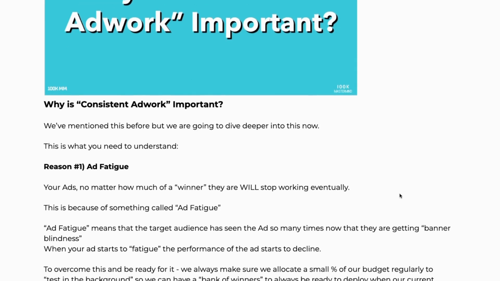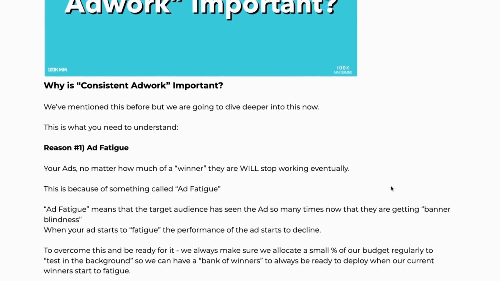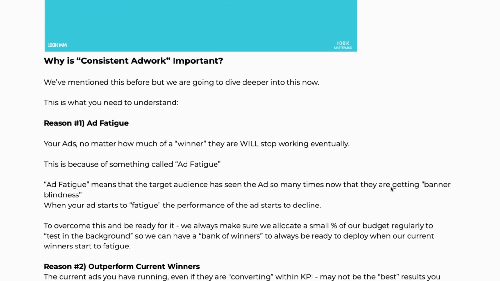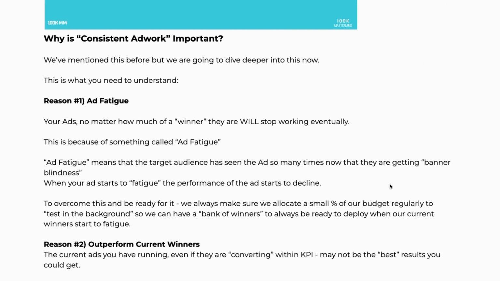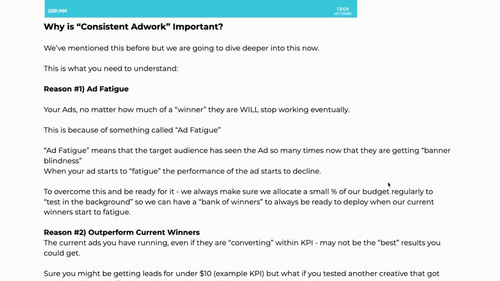Ad fatigue basically means that the people you are putting the ads in front of are going to have banner blindness. All the people that were going to respond to the ad have already done so. As a result, the new people are not going to want to respond to that specific ad. Maybe they didn't resonate with the hook, the creative, or the copy, whatever it is. Over time, your ad is going to perform less and less. This is the first reason why consistent ad work is so important.